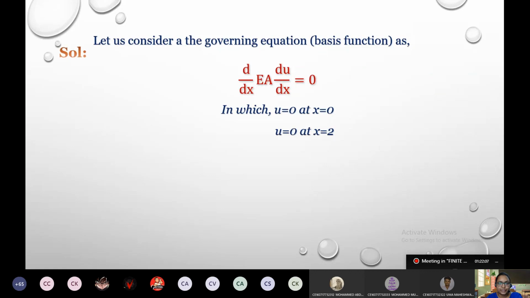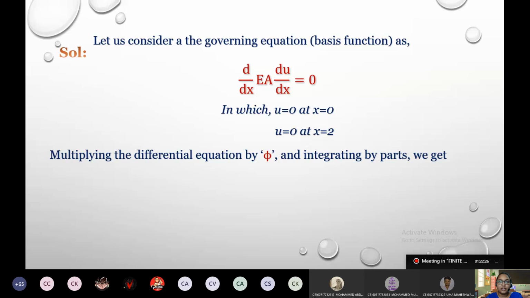So u is equal to 0 at x is equal to 0, u is equal to 0 at x is equal to 2. So we have to check whether the governing equation we have taken is satisfying these boundary conditions. All right, now we have the governing equation.